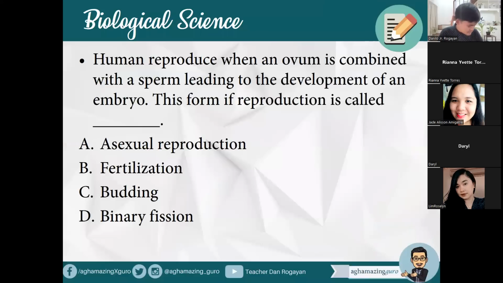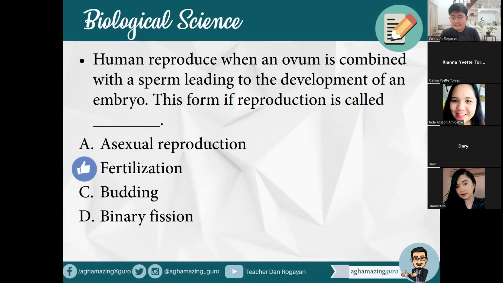Let's proceed with the first question. Humans reproduce when an ovum is combined with a sperm, leading to the development of an embryo. This form of reproduction is called: A, asexual reproduction; B, fertilization; C, budding; D, binary fission. You may want to answer via direct message or via everyone. It's up to you. Okay, everyone is correct. I can see a lot of Bs. That's correct, fertilization. How do we call again the fertilized egg? Can you put it in the chat box?